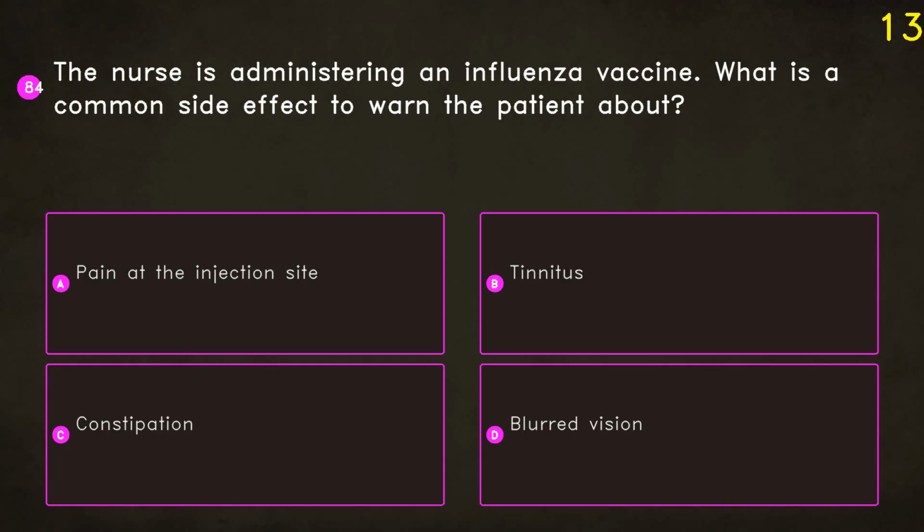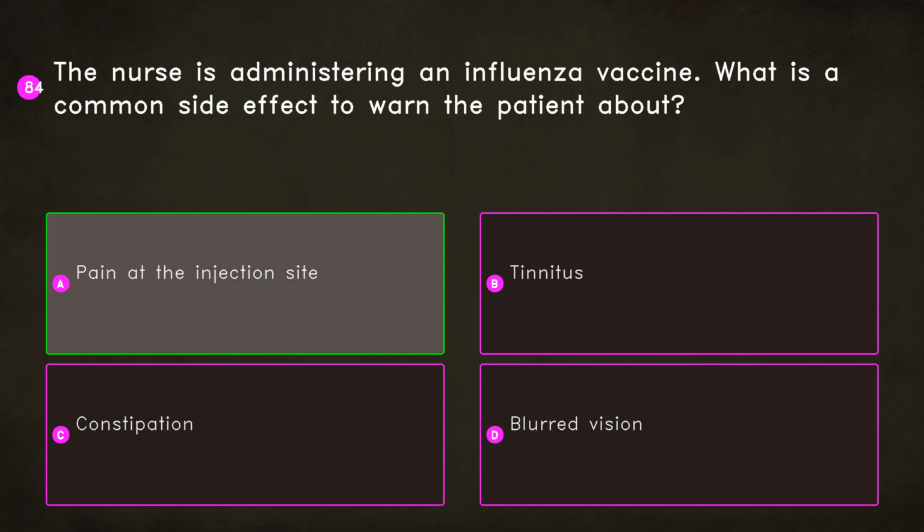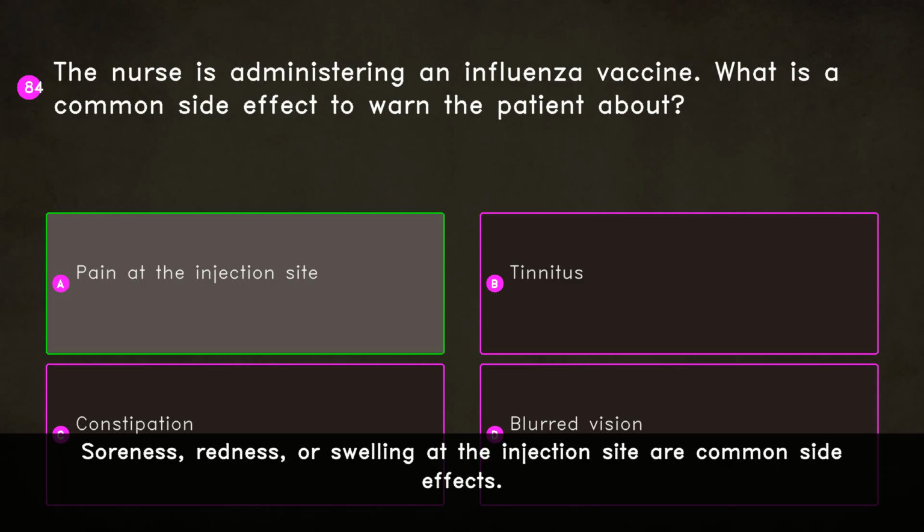Question 84. The nurse is administering an influenza vaccine. What is a common side effect to warn the patient about? A. Pain at the injection site. B. Tinnitus. C. Constipation. D. Blurred vision. The correct answer is pain at the injection site. Soreness, redness, or swelling at the injection site are common side effects.